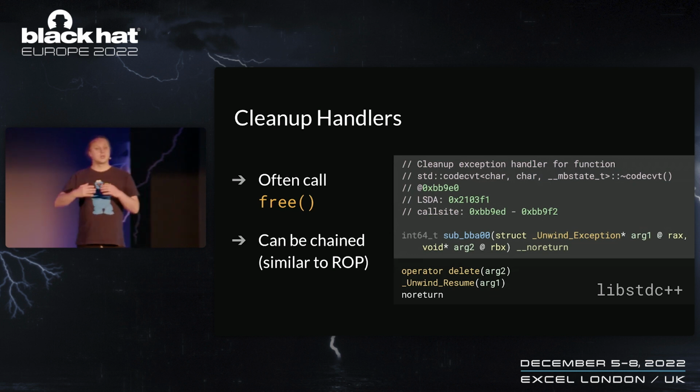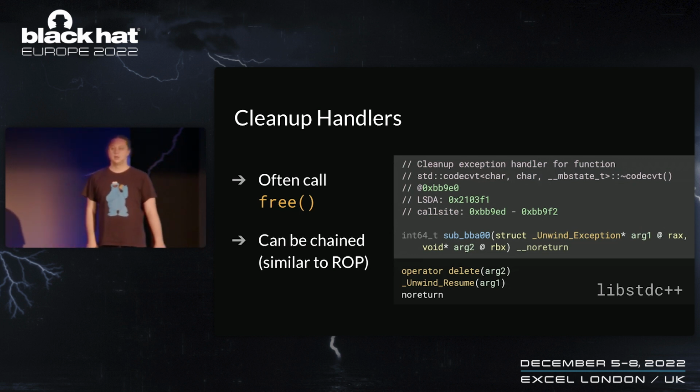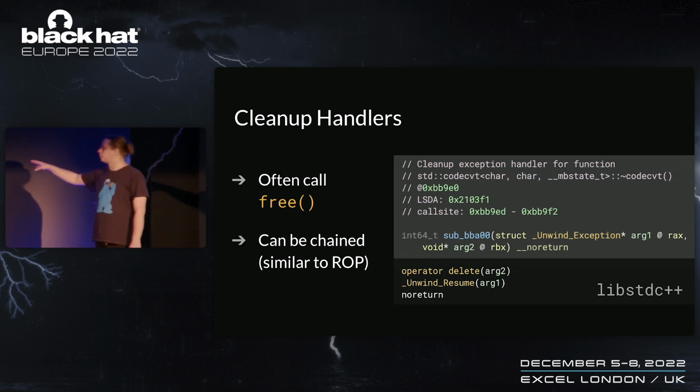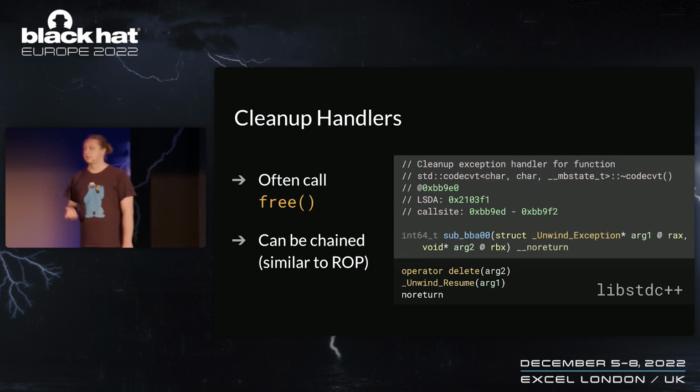You can also, because unwinding resumes after a cleanup handler, chain multiple cleanup handlers together, and then at the end of the cleanup handlers, return into a catch handler that terminates your chain. So you have multiple cleanup handlers, and then you return to a catch handler, and that's where you resume execution. On the right here, you can see a reverse engineered cleanup handler from a binary. This is also libstdc++, and in this case, it has an arbitrary free gadget. It calls the delete operator, which is free, and then it resumes unwinding. And you have a lot of those, as we'll see later on in the talk.